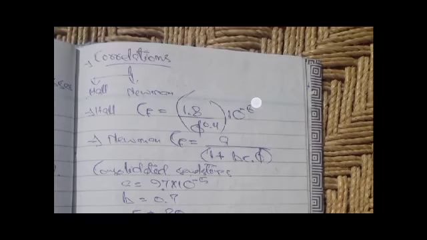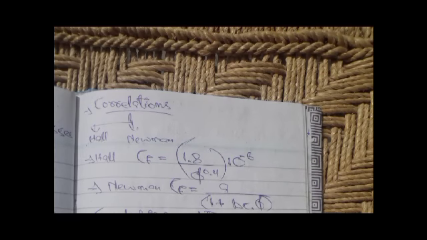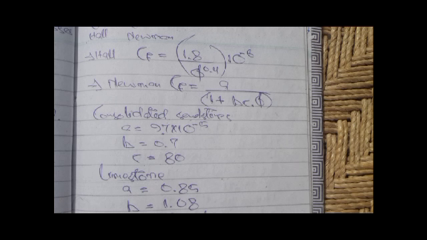Next we have correlations to measure it. We have two correlations. One is Hall's correlation, the other is Newman's correlation. Hall's correlation is simply, I just try to change it a bit, let the compressibility factor be equal to 2 times 10 to the power minus 6, just consider it, and phi to the power 0.4. So you just need to put in the value of porosity, and you get the value.